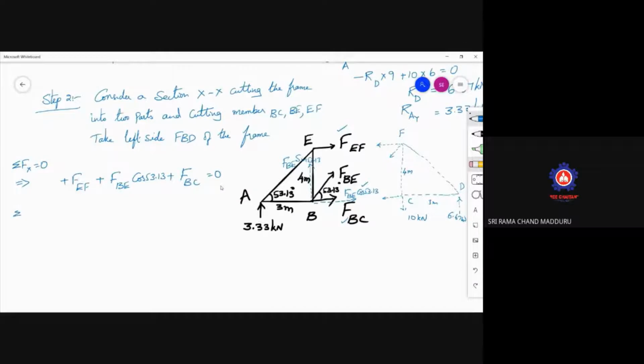Now taking along the y direction, sigma Fy is equal to 0. What are the vertical forces? 3.33 plus FBE sine 53.13. There is no other force which is going in the vertical direction. So FBE is nothing but minus 3.33 by sine 53.13.